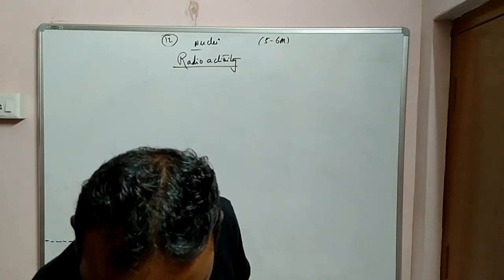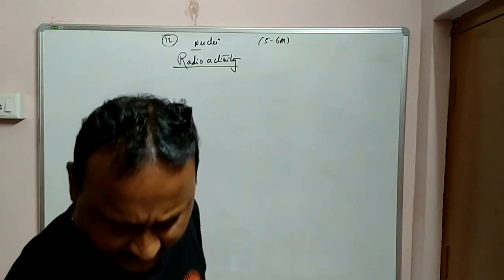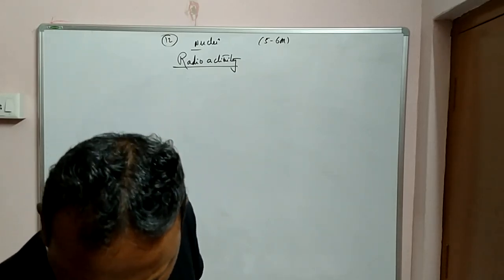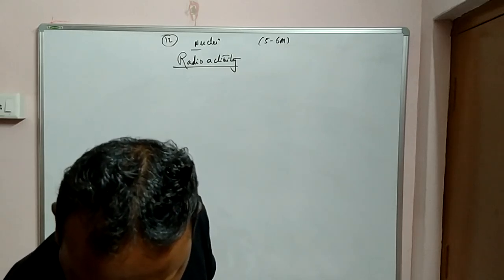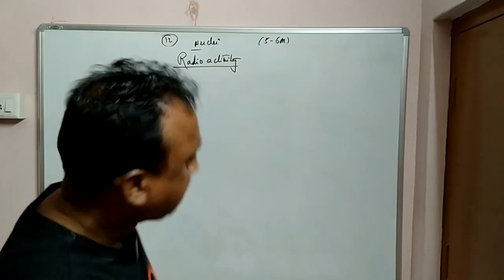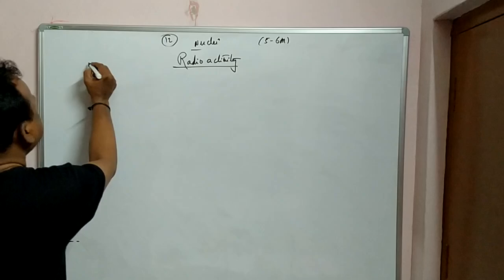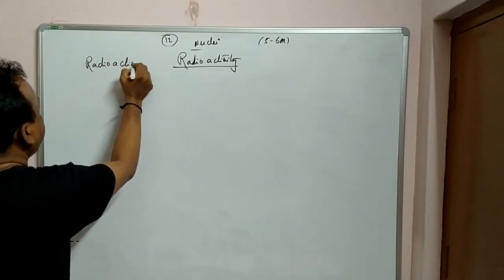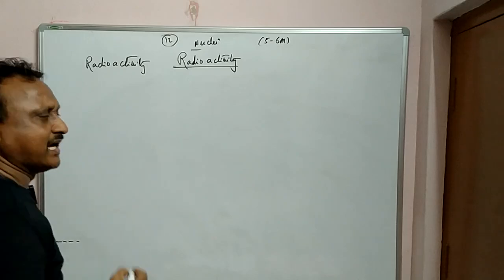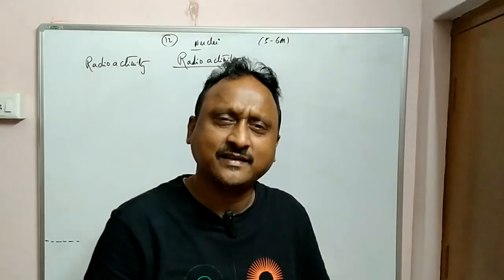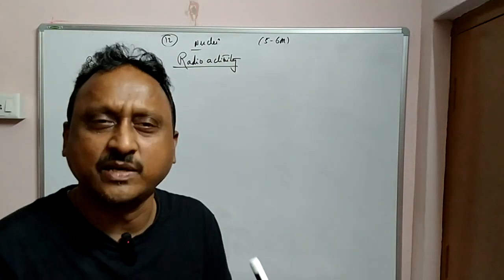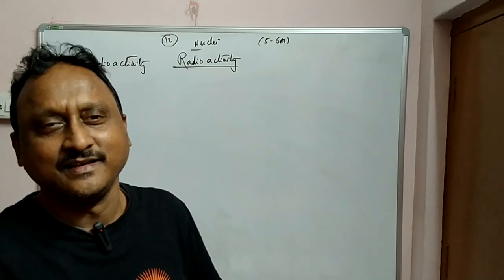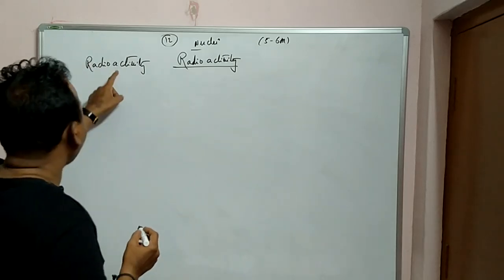Okay, I will explain one thing regarding radioactivity. Before going into the graph, why does radioactivity actually happen? Why is it causing instability of the nucleus? How does radioactivity get caused?